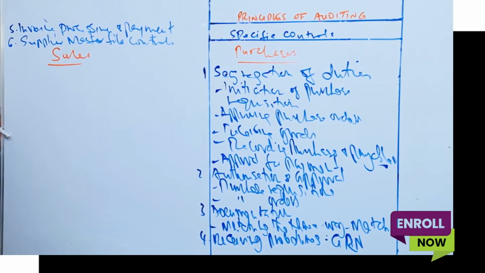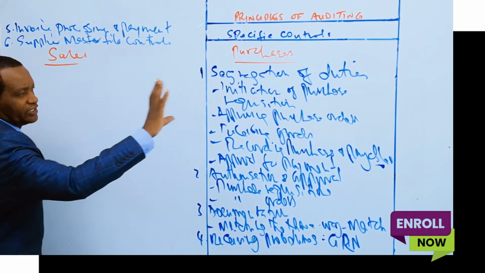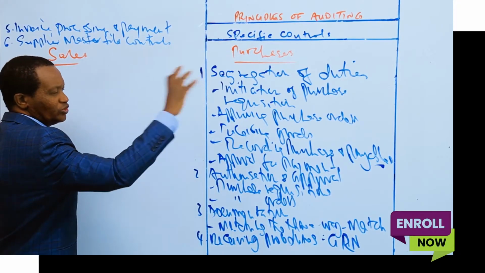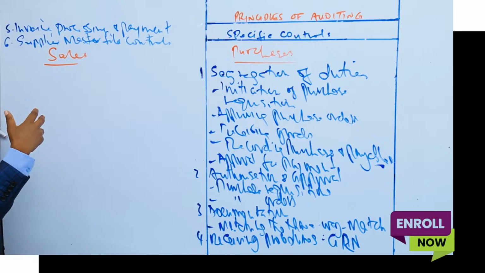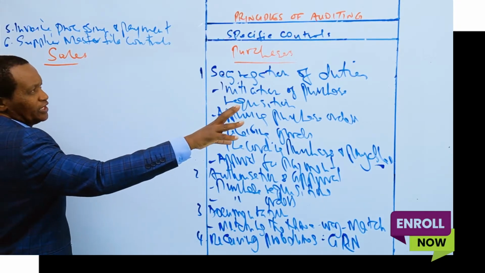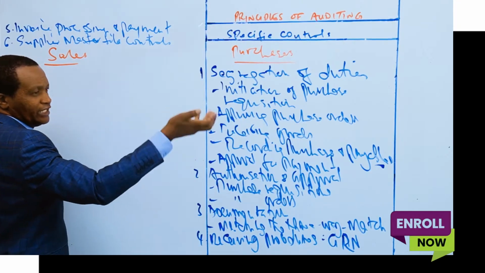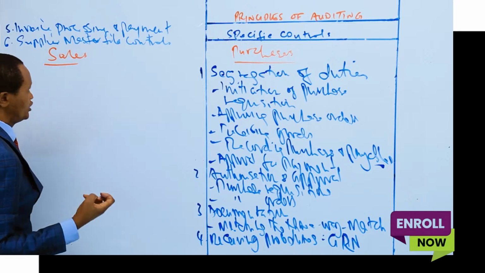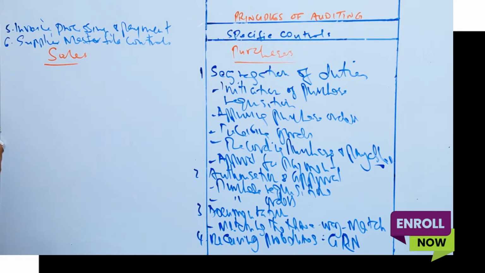Then there is delivery. We sometimes say shipping. Delivering the goods to the customer is also another stage. After the goods are delivered to the customer, there is billing. How do you do the billing? Sending the invoice. Then there is cash collection. So those are the activities in the sales cycle, but our focus is on controls. So what are the specific controls?